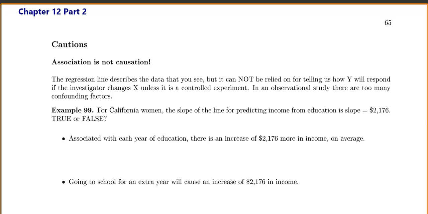So for example, for California women, the slope of the line for predicting income from education is 2,176. So what does this tell us first? What can we get out of that one statement? First, we can figure out what X and Y are. We want to predict income from education. So Y is income and X is education.